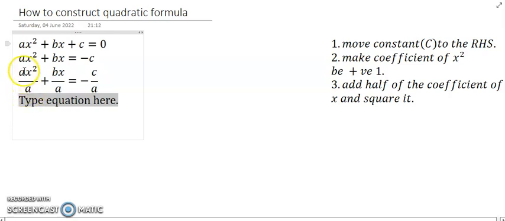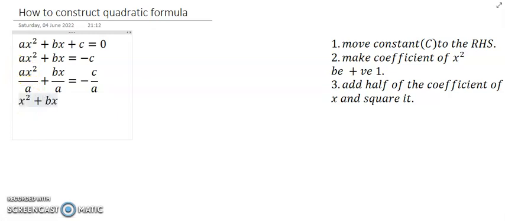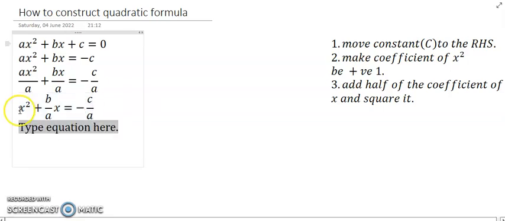Okay guys, let's go further and simplify this one, because a and a will cancel, then we will be left with x to the power 2 plus b over a times the variable x equal to negative c divided by a. Here now we have our nice equation. As you can see, x squared plus b over a x equal to negative c over a. Okay guys, from here we will just do it like this. B over a is nothing but the coefficient of x.